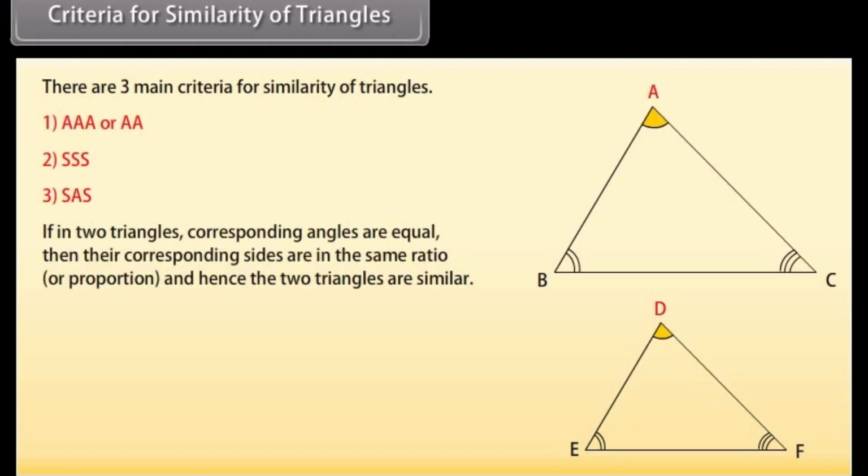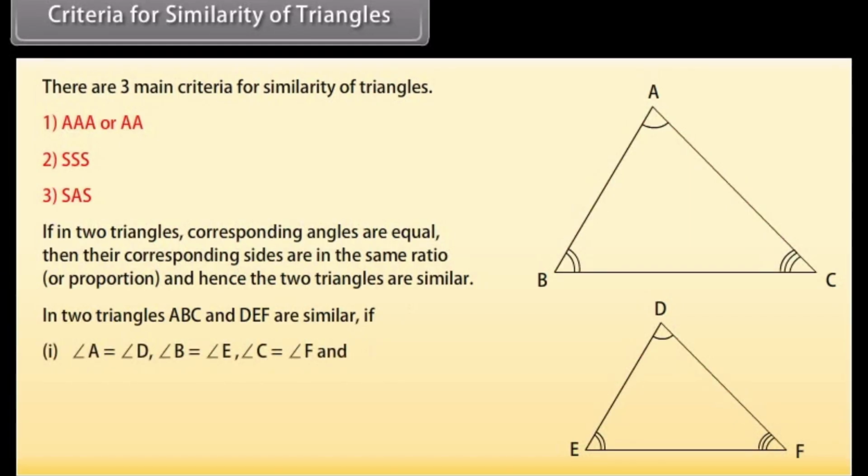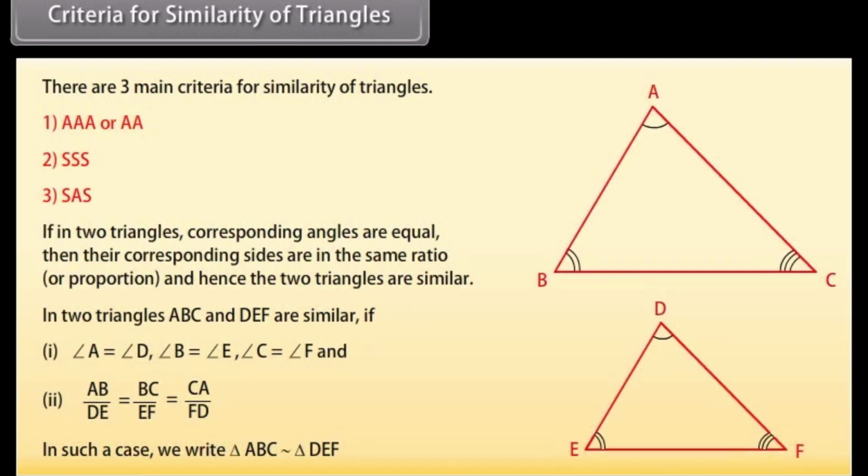If in 2 triangles the corresponding angles are equal, then their corresponding sides are proportional, that is, in the same ratio, and hence the triangles are similar. In 2 triangles, ABC and DEF are similar if 1. Angle A is equal to angle D, angle B is equal to angle E, angle C is equal to angle F, and 2. AB upon DE equals BC upon EF, which equals CA upon FD. In such a case, we write triangle ABC is similar to triangle DEF.